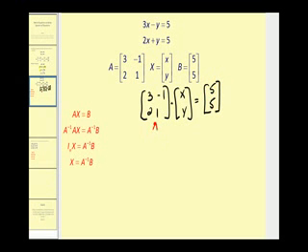So again, here's our matrix A, here's our variable matrix, and here's matrix B. What we want to do now is multiply both sides of the equation by A inverse. Since this video focuses on the process of using a matrix equation to solve a system, we're going to go ahead and find the inverse of matrix A on the graphing calculator.